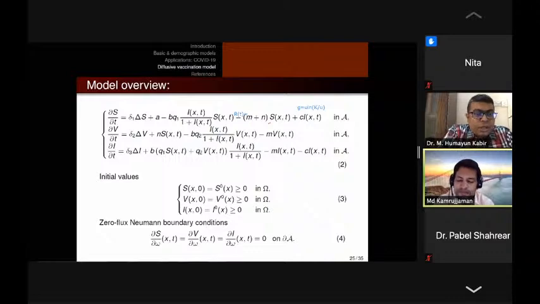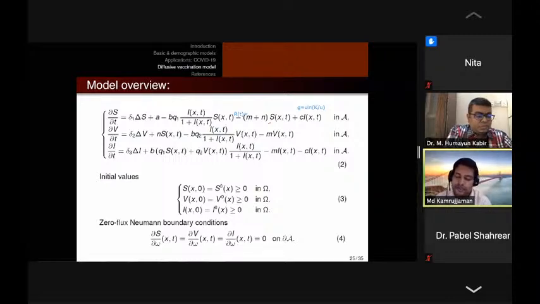Okay, the next question is from Anarul Islam. The disease-free equilibrium is asymptotically stable when the basic reproduction number is less than 1, and the endemic one is stable when it is larger than 1. What is its physical meaning or significance? Basically, R0 equal to 1 means that on average, every day one person infects one person. If the number of infection cases per day is less than 1, it does not mean, in the real scenario, that the disease is fully under control. It is just a mathematical assumption that the disease is going under control.